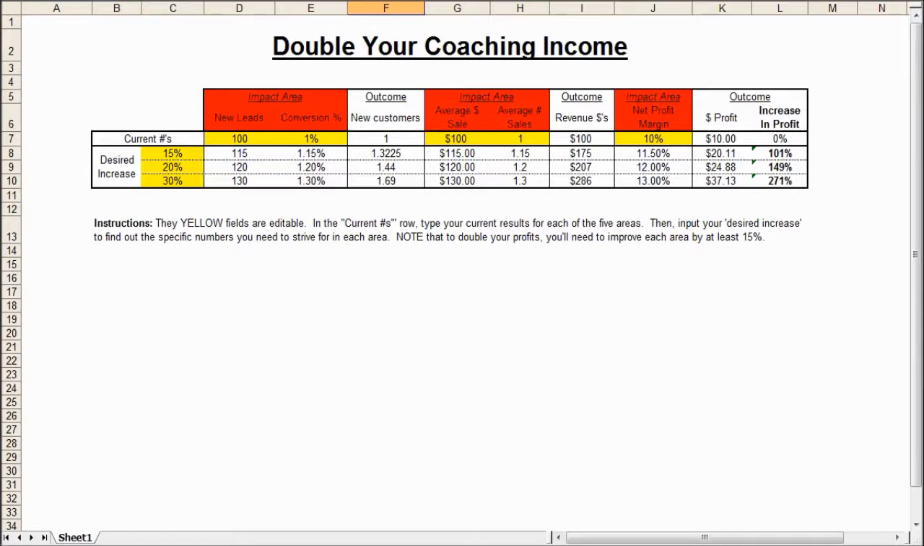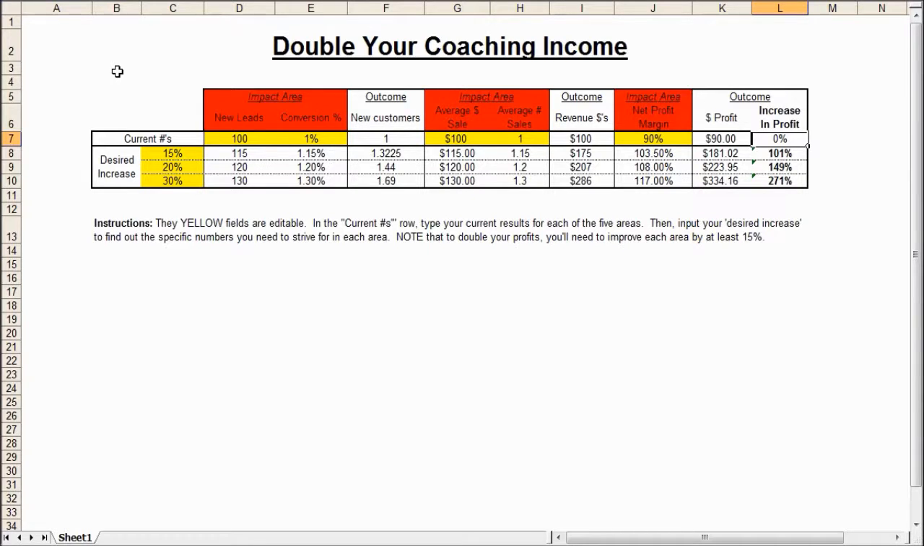In the example that we've got, we're going to start right here with the new leads that you're getting every month. Let's say that you're getting 100 and you're converting them at 1%, and that turns into 1 new customer. That customer is on average buying something that's worth $100. You get 1 sale per customer, so you get a revenue of $100. Let's say that you're selling an hour of your time, and your profit margin on that is actually 90%. So you're making $90 for that process.